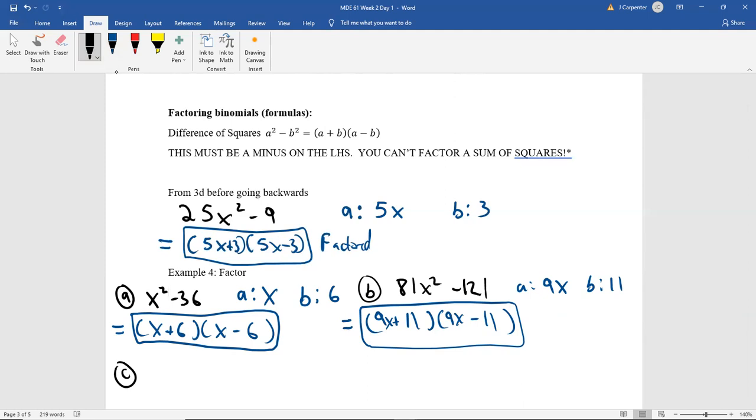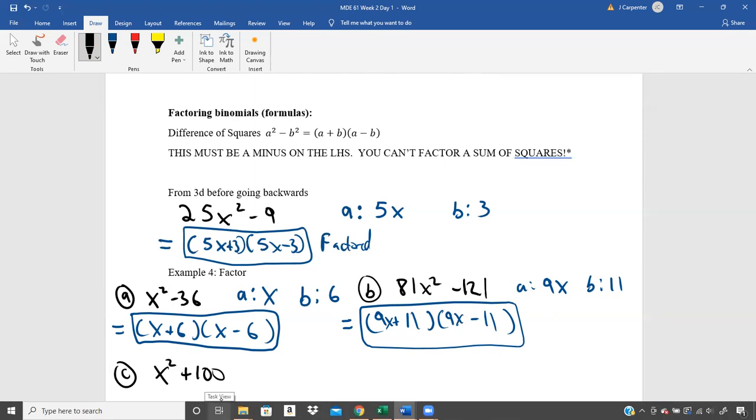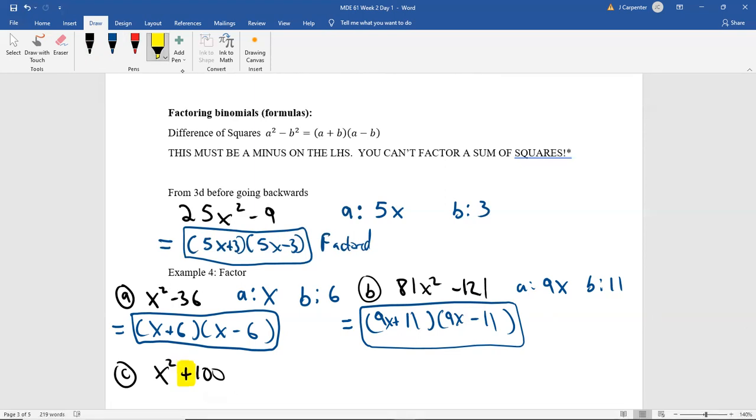What if we had x squared plus 100? Now you might start this and say, oh, well, your a is x because x times x is x squared, and your b is 10 because 10 times 10 is 100. And then you'll go x plus 10 times x minus 10, and you're wrong because of this right here. Because that is a plus, this does not fit in the formula, which is a minus.